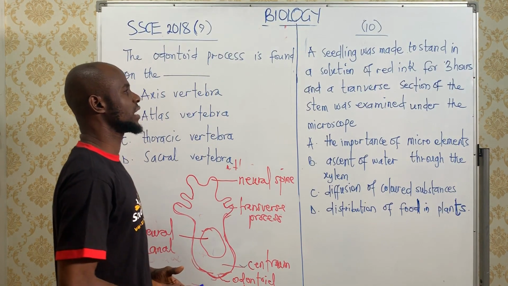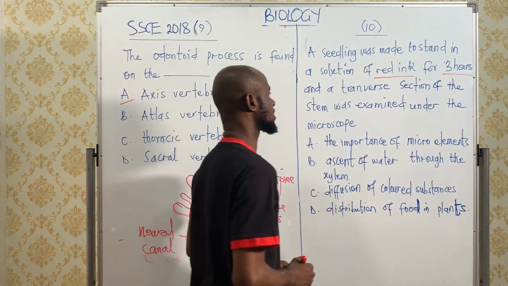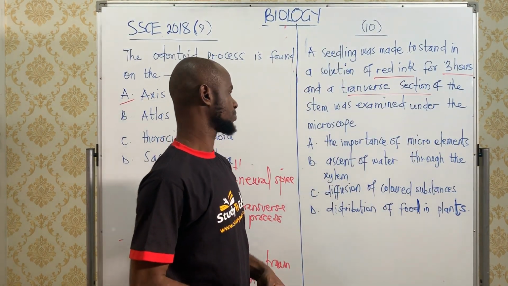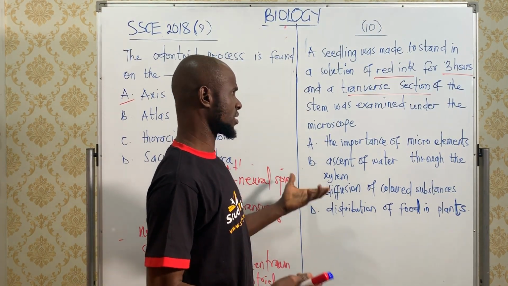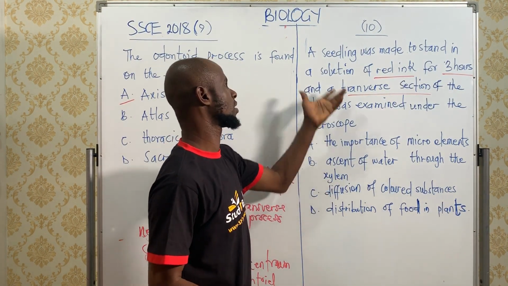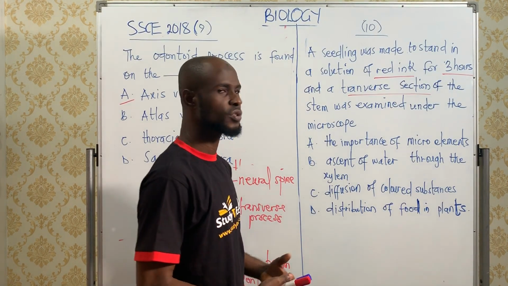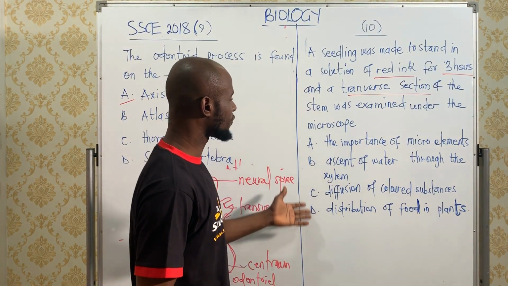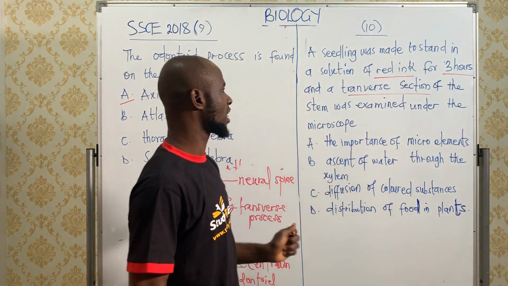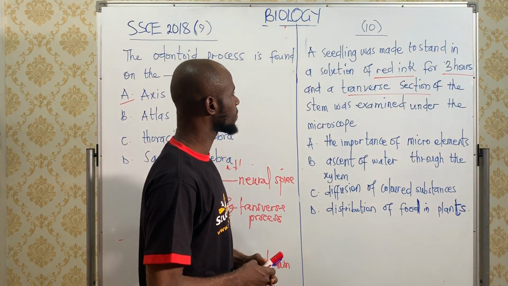A seedling was made to stand in a solution of red ink, let's take note of this, for 3 hours, and the transverse section of the stem was examined under the microscope. What is the experiment trying to show us? The importance of microelements? We've not talked about anything like microelements here. Then ascent of water through the xylem? We've not talked about that here. And the diffusion of colored substances, because we have the red ink here, and the red ink is actually moving from the water through the stem of the plant.